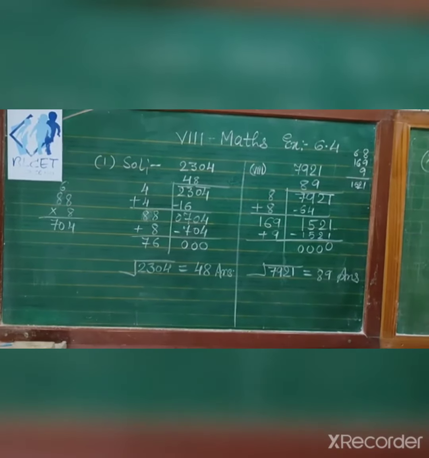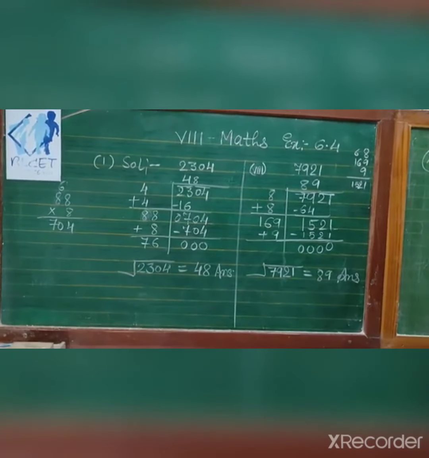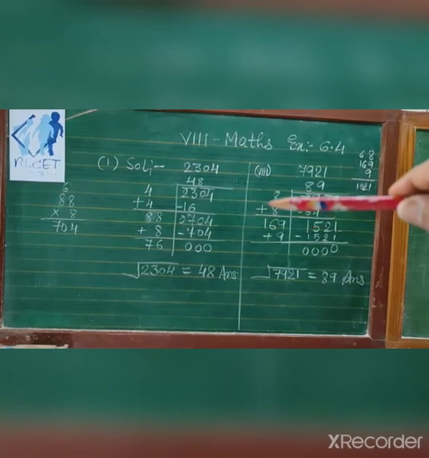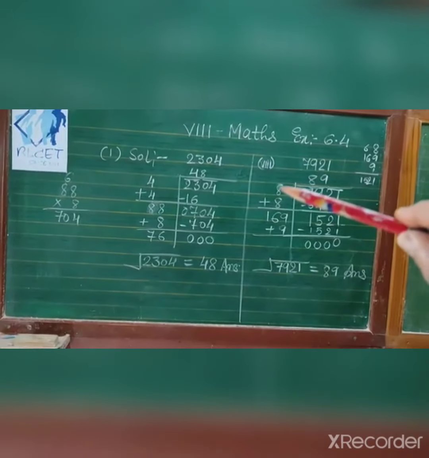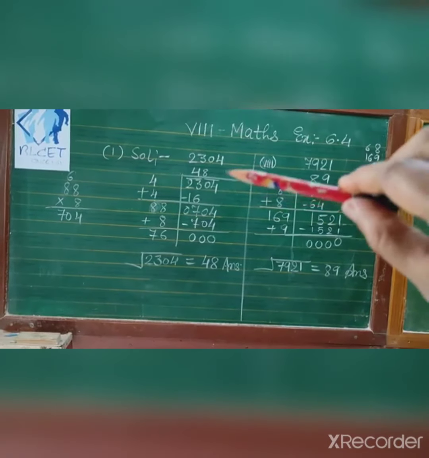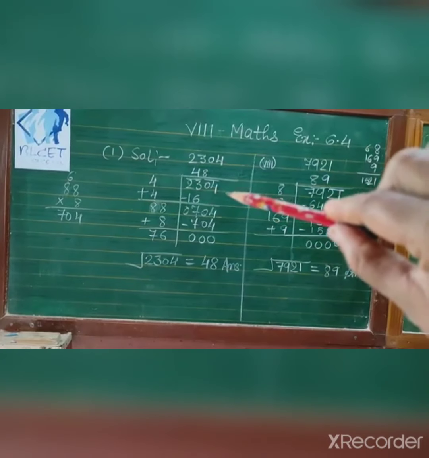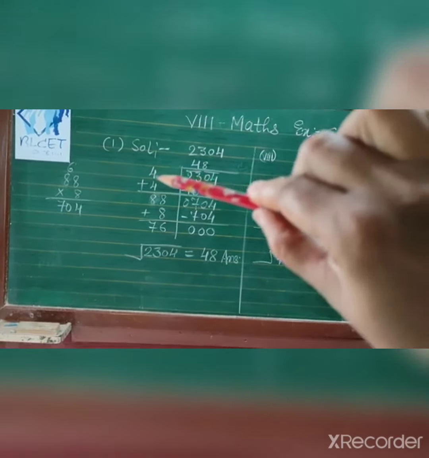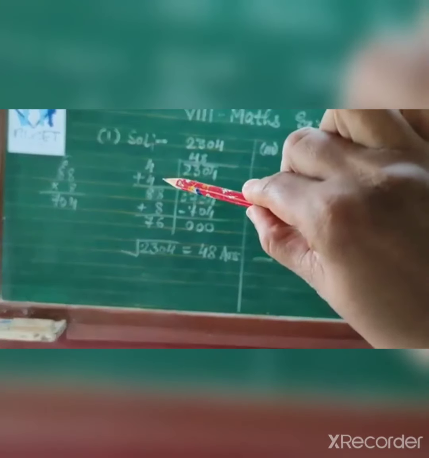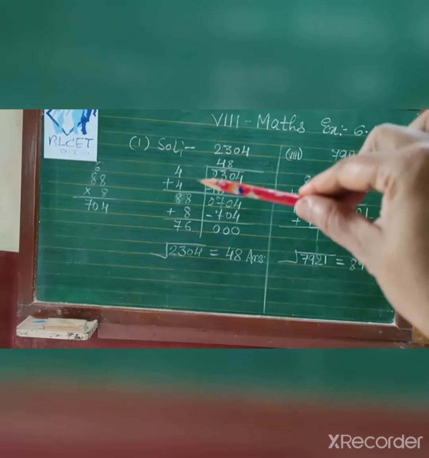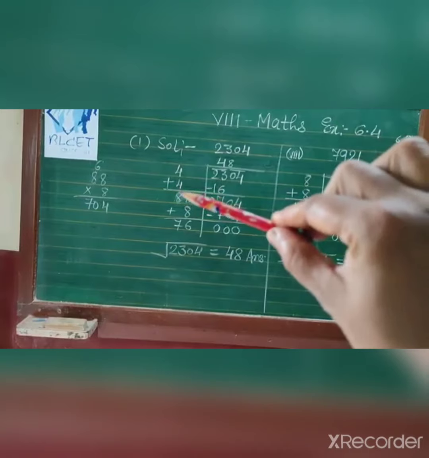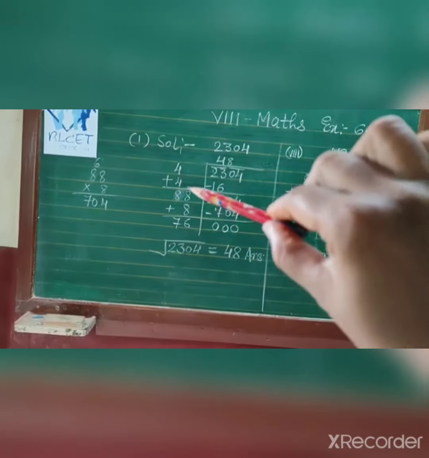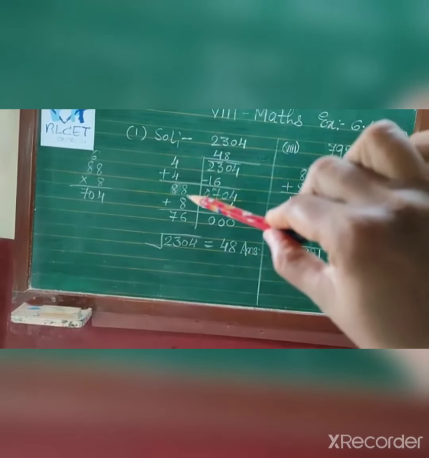1 1s are 1, 2 2s are 4, 3 3s are 9, 4 4s are 16. So children, I have written here for your convenience so you can understand clearly. 4 4s are 16. 13 minus 6 is 7. Bring down 04. I have written this 4 here, it is not written in the textbook. So you will add this 4. So already 8 is there. Now 04.